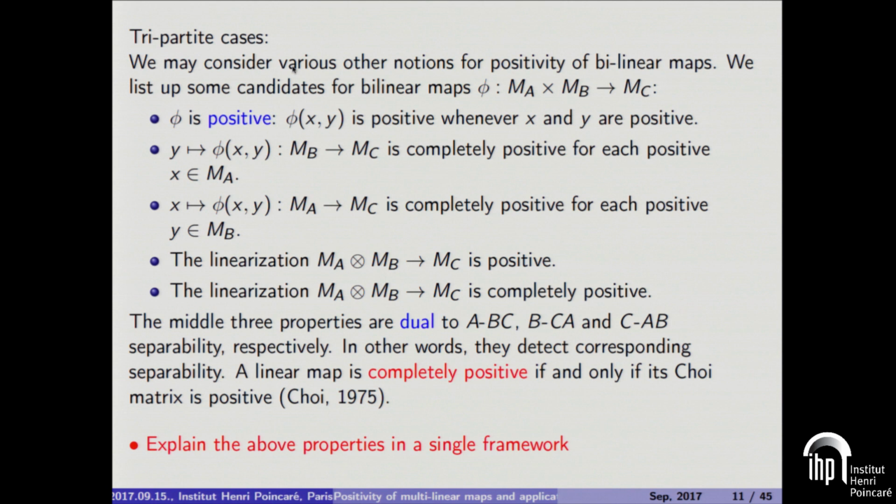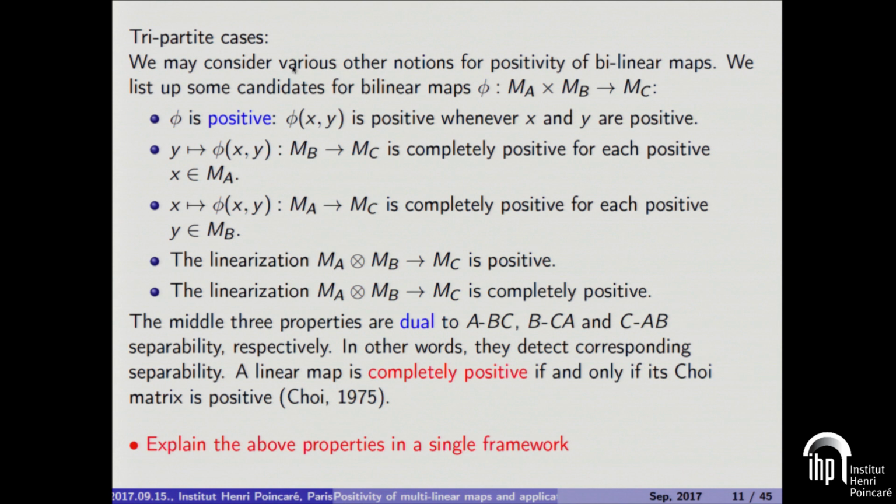Of course, we may change the roles of the domains among the parties. Of course, we can consider the linearization of the tensor product through the tensor product. Then we may require that this map must be positive. Or even we may require that the linearization must be completely positive. So it is very easy to see that this notion must be the dual object of the A-BC separability. And this must be the dual object of the B-AC separability. And this must be the dual notion of the C-AB separability. So our main purpose is to provide a single framework to explain all of this kind of positivity.